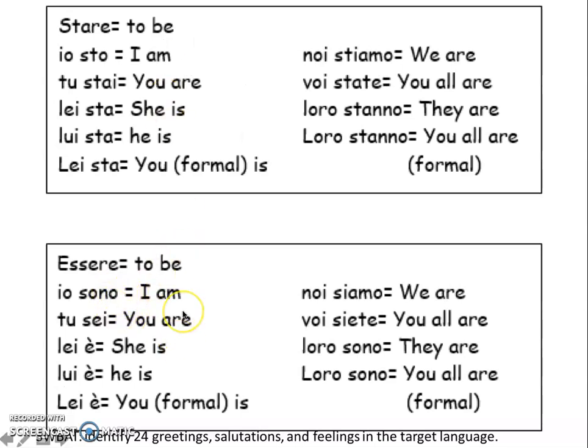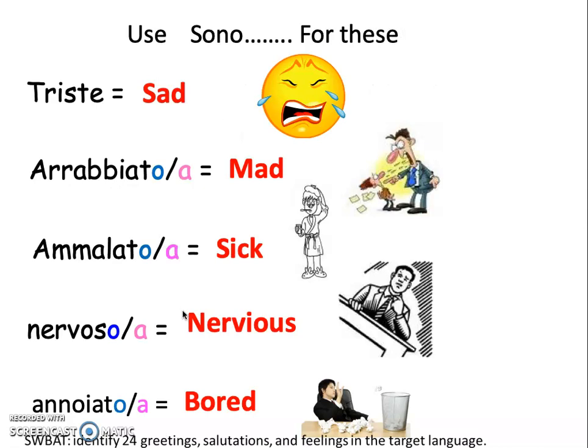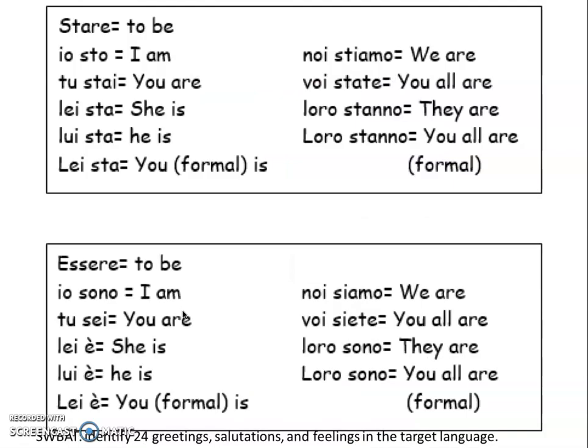And here, essere, whenever we would use sono, instead of saying io sono arrabbiato, I am mad, I could say lei, she, lei è arrabbiata. Okay, so you may have to refer to this chart in the next coming days just to review the different ways of saying it or the different people you can talk about. So I have, just to repeat, io sto, tu stai, lei sta, lui sta. Lei with a capital is you formal if you're talking to somebody who you would like to treat with more respect. Lei sta. Noi stiamo. Voi state. Loro stanno. Okay, now loro with a capital is you all. Again, if you want to treat a group of people with respect and you're talking to them.